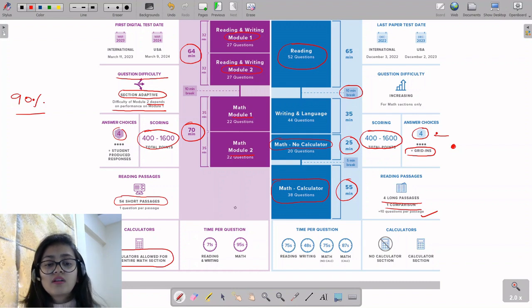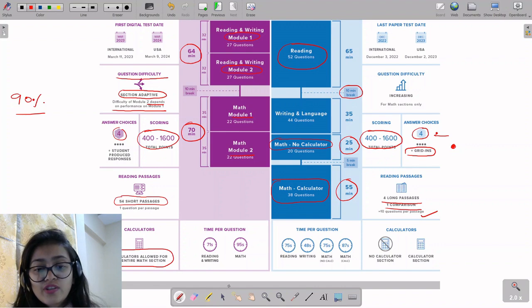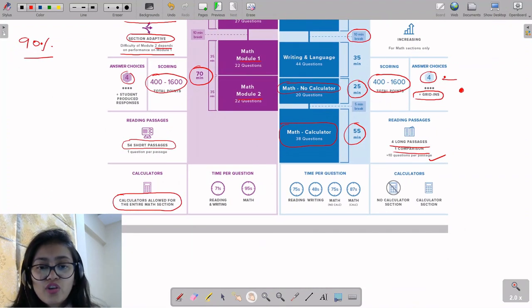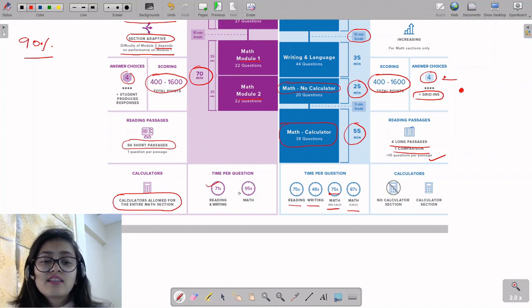And then if I talk about the time that you will get per question, previously in the paper version you used to get 75 seconds per question for the reading section, 48 seconds per question for the writing section, 75 seconds per question for the math section without calculator, and 87 seconds per question for the math section with calculator. Now in the digital version, you're going to get 71 seconds for your reading and writing section, and you're going to get a whopping 95 seconds for each question on your math section.